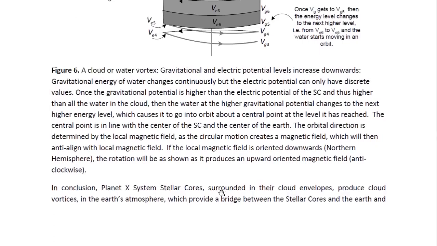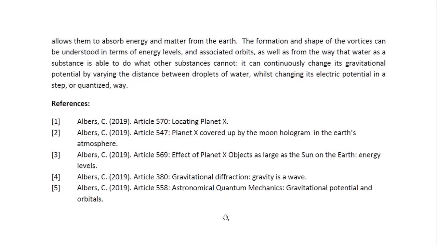So in conclusion, Planet X system stellar cores surrounded in their cloud envelopes produce cloud vortices in the Earth's atmosphere, which provide a bridge between the stellar core and the Earth and allow them to absorb energy and matter from the Earth. The formation and shape of the vortices can be understood in terms of energy levels and associated orbits, as well as from the way that water as a substance is able to do what other substances cannot. It can continuously change its gravitational potential by varying the distance between droplets of water, whilst changing its electric potential in a step or quantized way.